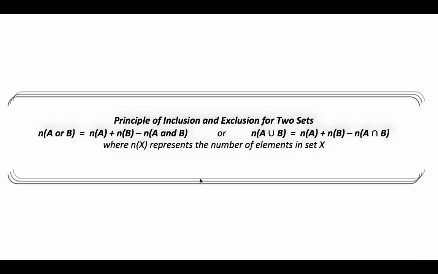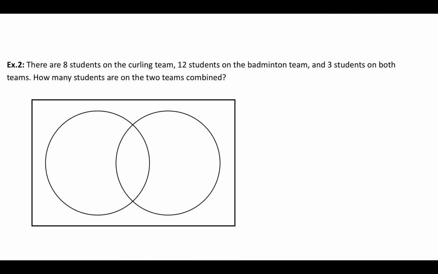Okay, and on the right-hand side, you can see that the number in the union of A and B is the number in A plus the number in B minus the number in the intersection of A and B. Exactly. So let's take a look at how this might work. Again, very simple for two sets.